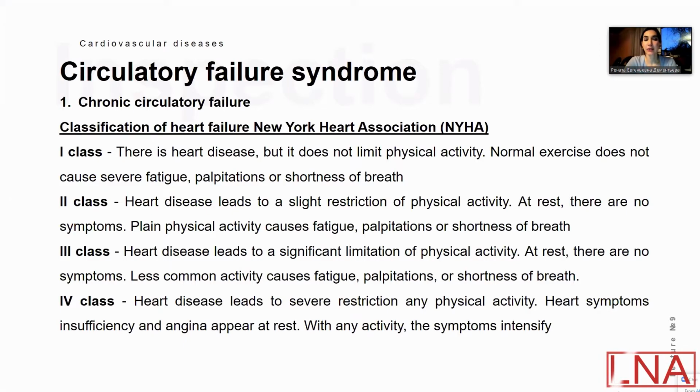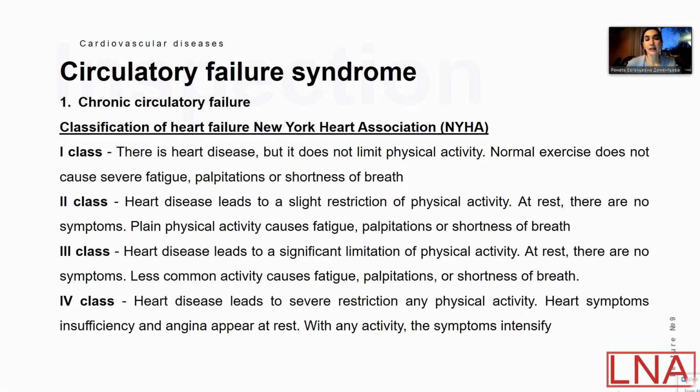Second class of heart failure. Heart disease leads to a slight limitation of the physical activity of the patient. At rest, there are no clinical symptoms like shortness of breath or palpitation. Planned physical activity causes fatigue, palpitation, and shortness of breath.